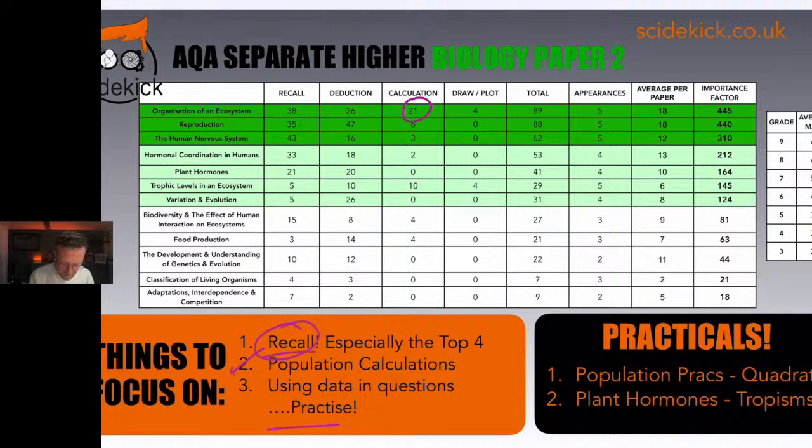And then using data in questions, lots of practice here. Now, whilst there's a lot of marks attributed to recall, obviously there's a lot of marks attributed to deduction questions, especially where this is low and this is high. Okay, so obviously you're going to get fewer recall questions on variation and evolution, but they're going to give you an animal or something that you've never seen before, and you need to look at it and look at its features and think, okay, how has it evolved? Okay, why has it evolved to have those features and so on and so forth?